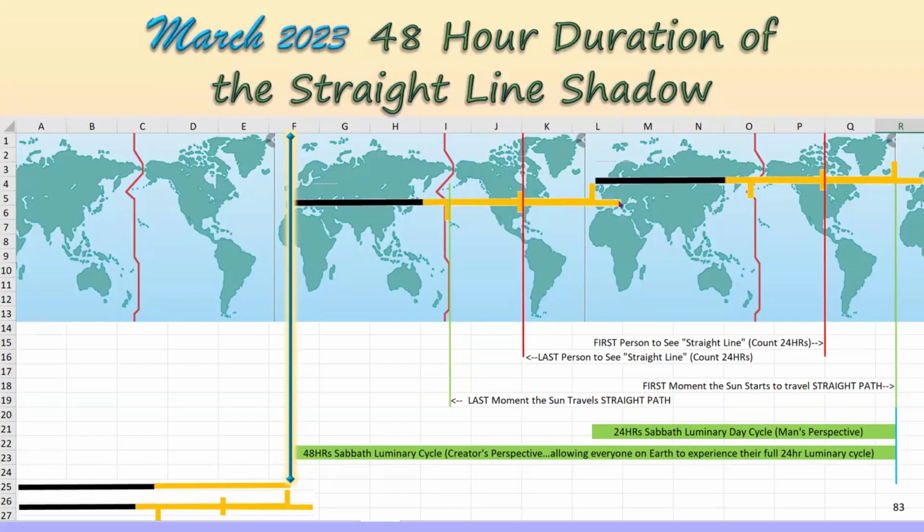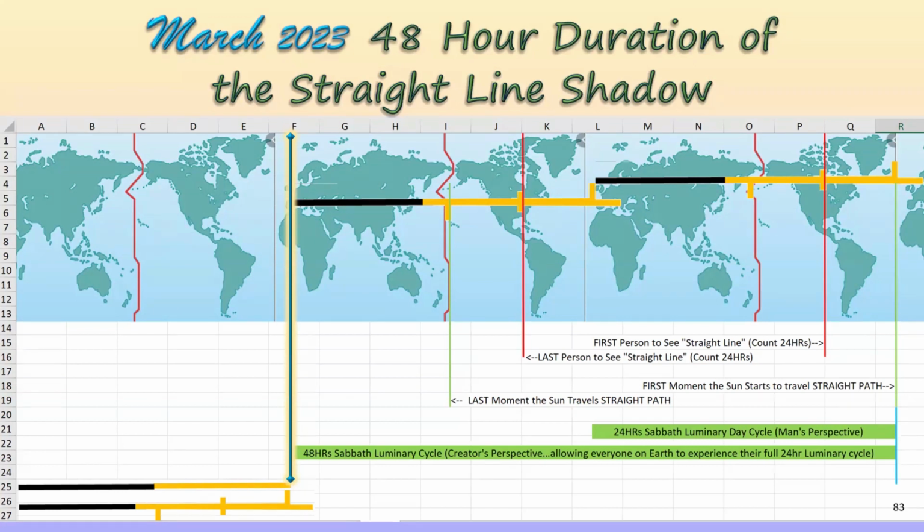On their date, which was the 20th, and then you people over here in the eastern part finally got your straight line on the 20th. But it had started way over here. It's easy to think about when you're thinking about people on the opposite side of the world, like 12 hours apart, like someone in the United States compared to someone in India. It's easy to see their luminary day isn't going to start until 12 hours later.